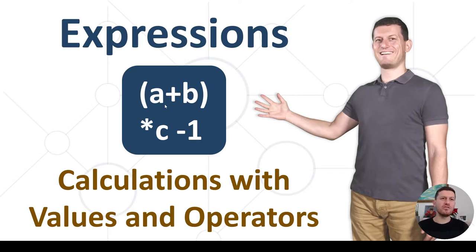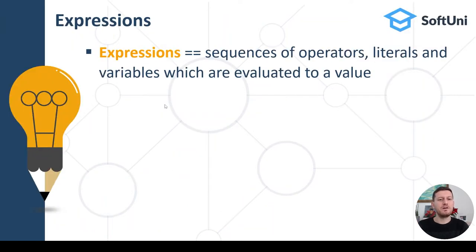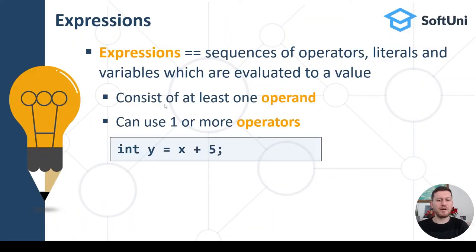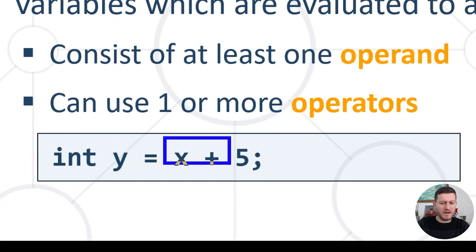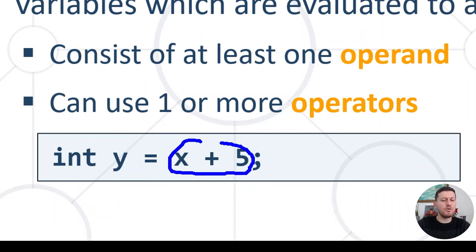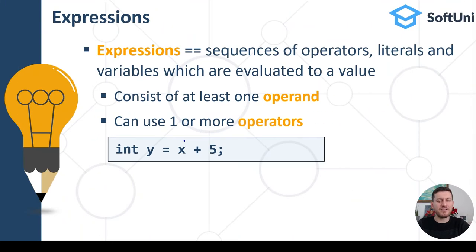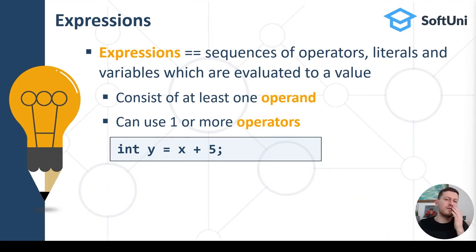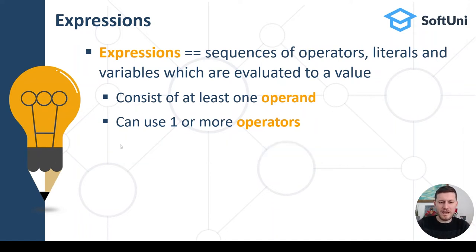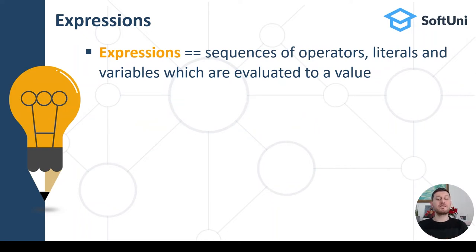Expressions are calculations which include values, operators, function calls, brackets, and other elements that evaluate to a certain value. For example, we can have an expression like this: int y = x + 5, and this is an expression, a kind of calculation. Like in mathematics, we have expressions like 5 plus 7 or 1 divided by (1 plus 7). So we can consider that expressions are sequences of operators, literals, and variables which are evaluated to a value.